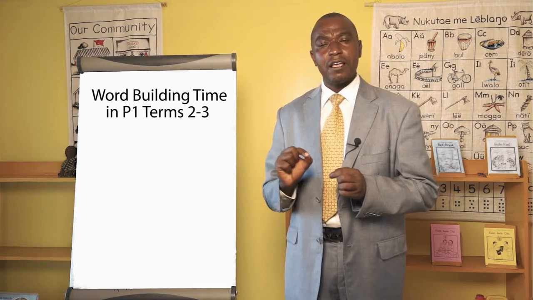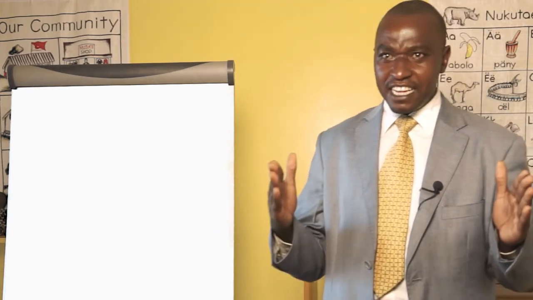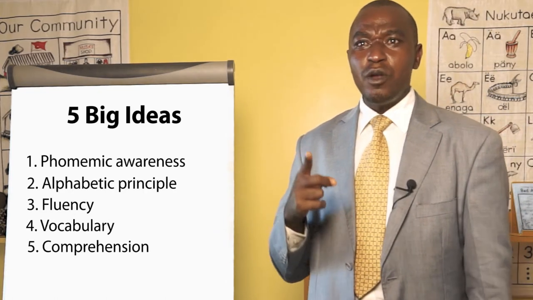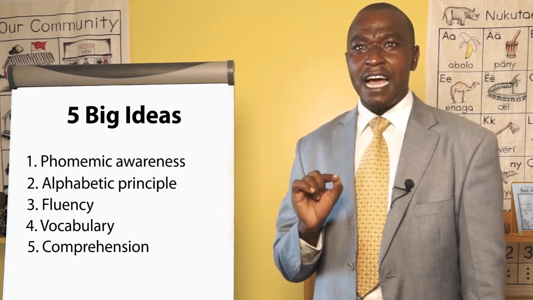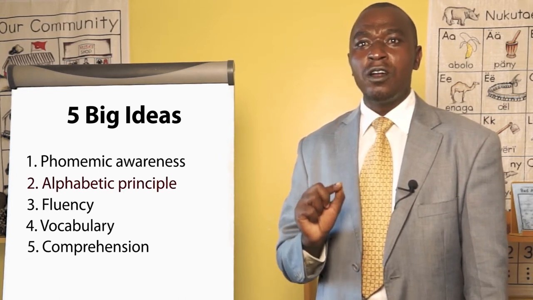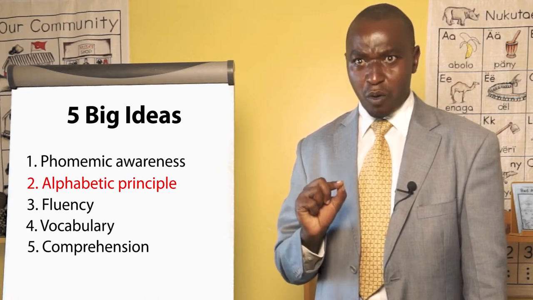Now it is time to start teaching pupils to link these letter symbols with the sounds that they make. In the five big ideas, this ability to link a letter symbol to a sound in order to read and spell words is called alphabetic principle.